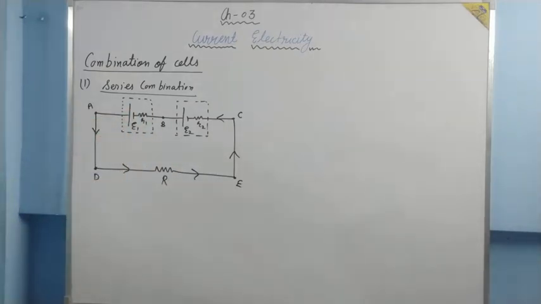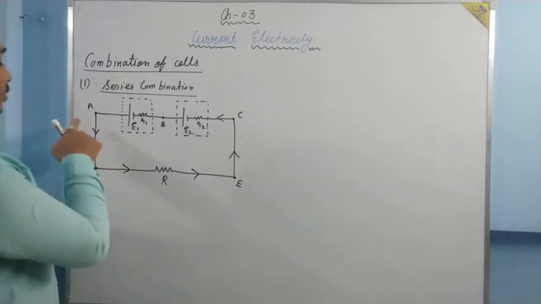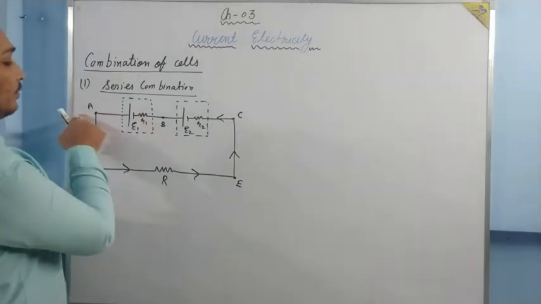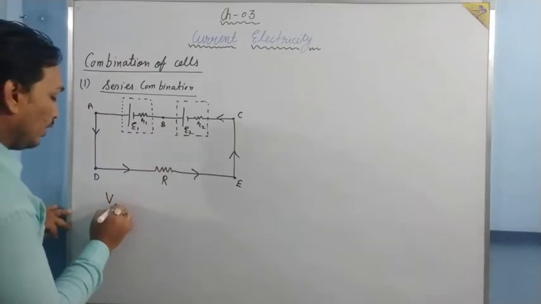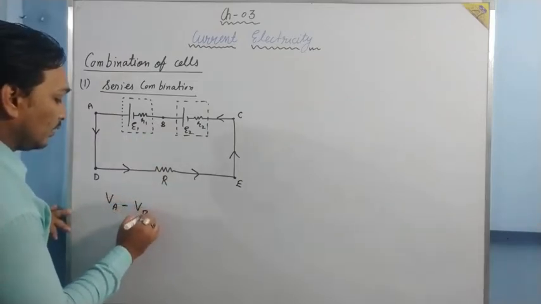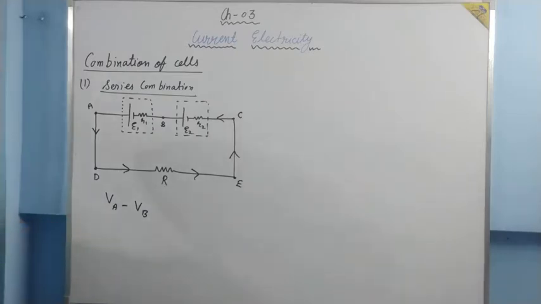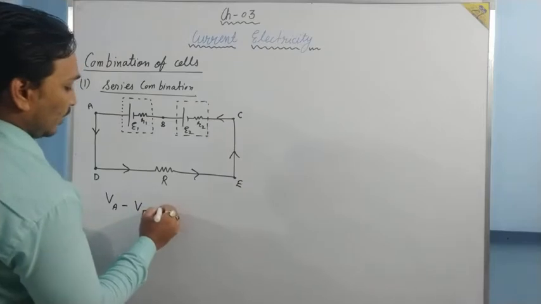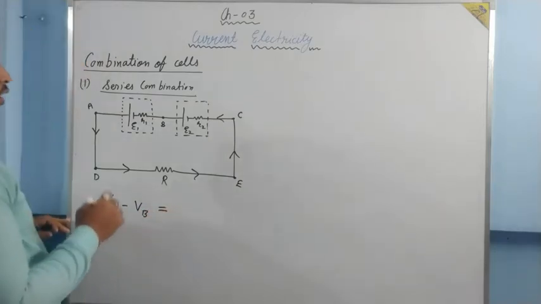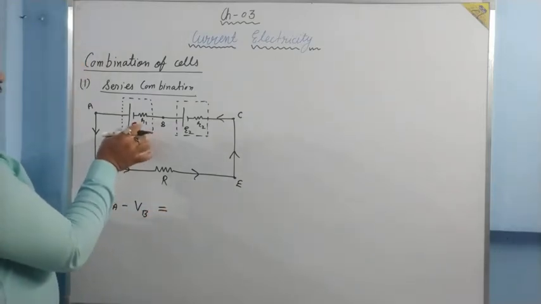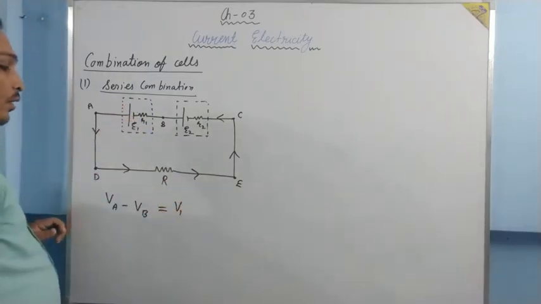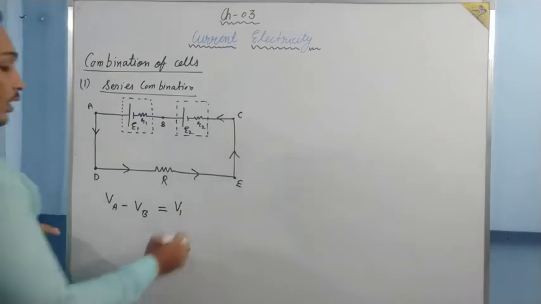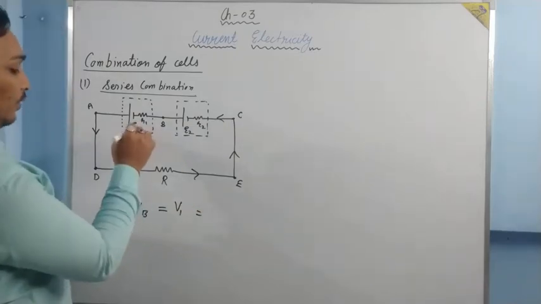Okay. Now if I want to write the potential difference between A and B, VA minus VB, in what manner am I supposed to write? So basically VA minus VB, you can say the potential difference across this cell, TPD of this cell. Basically it will be your V1. Okay, V1 is TPD of first cell.